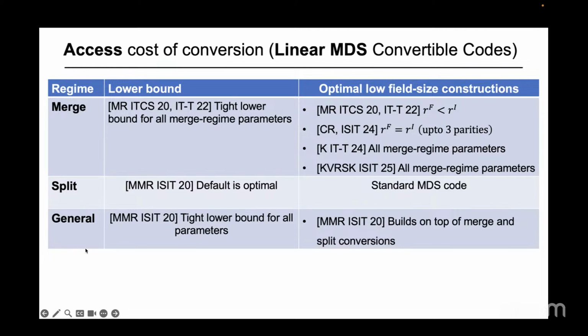Now for the general regime, there is a tight lower bound known, and also a construction is known. Since merge and split anyway work with standard MDS code, once you have access optimal merge codes, you can transform it into a general conversion as well. So all the results in the first row here on low field size constructions for access optimal convertible codes are applicable for the general regime as well because of this construction.